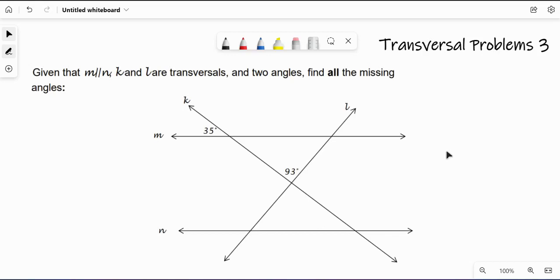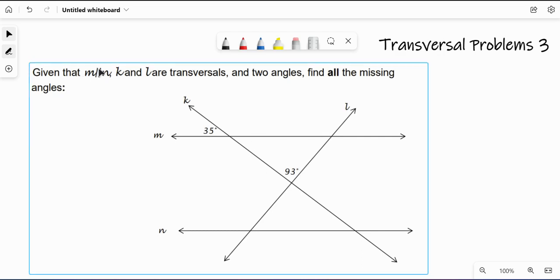In today's video, we're going to be looking at more transversal diagrams and dissecting them, using what we know about angle measures and relationships of angles to figure out and complete these diagrams and all the angles in them. So it says, given that M is parallel to N, so line M is parallel to N, K and L are transversals, and two angles, find all the missing angles. So we're going to find all the missing angles in this diagram.